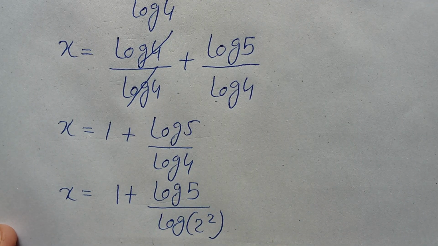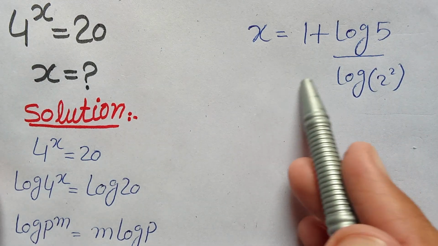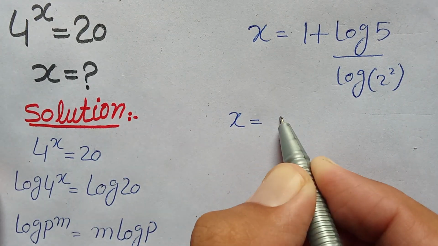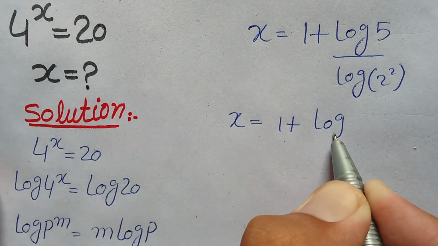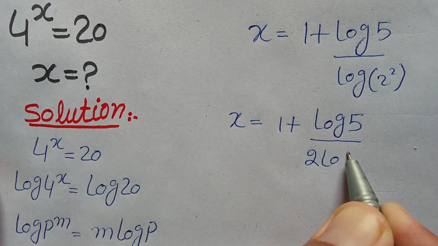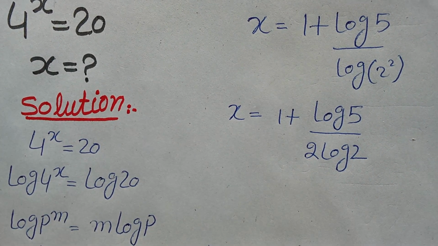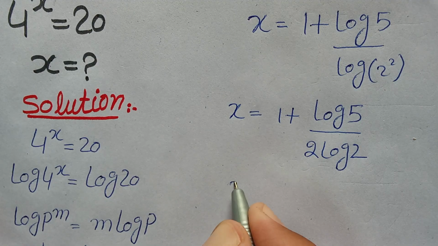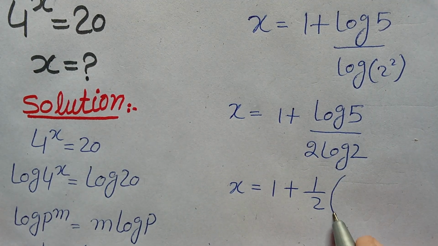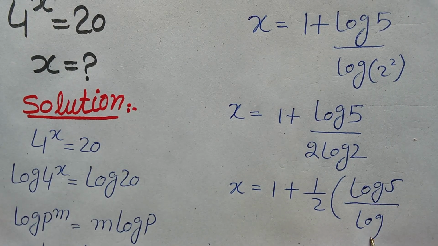Now I am going to the next page. Okay, dear viewers, so I write the below step here. Now in the next step, x is equal to 1 plus log 5 divided by, these 2 come before, so it becomes 2 into log 2. Okay, so in the next step, it can be written as x is equal to 1 plus 1 over 2 into log 5 divided by log 2.